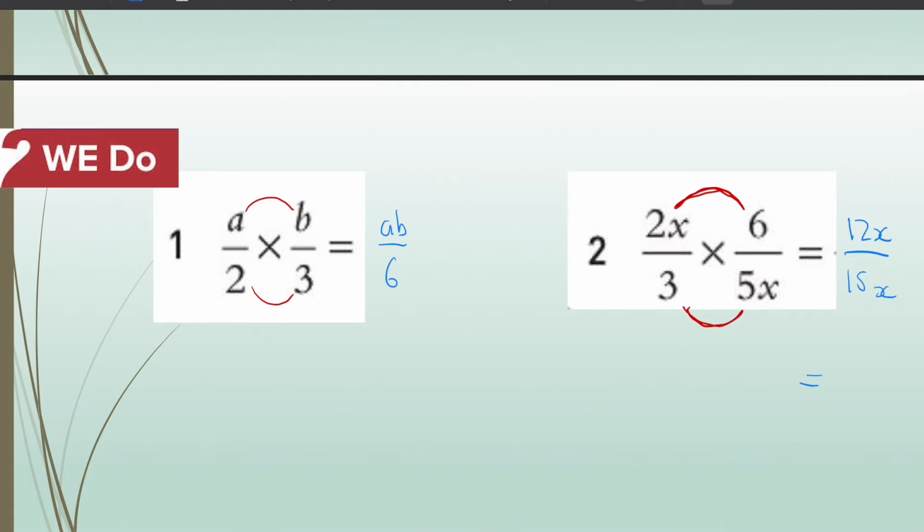And now we can actually simplify this fraction down. What can we fit into 12 and 15? Well, we can fit 3. We can fit 3 into this 4 times. We can fit 3 into this 5 times. And then we have an x divided by x. Remember, when we have the same letter on the top and bottom of a fraction, we just cancel it out. And we simplify this fraction down to 4 over 5.